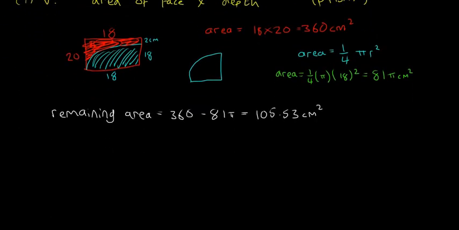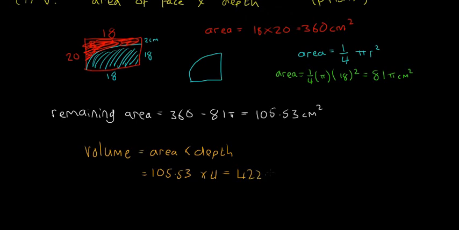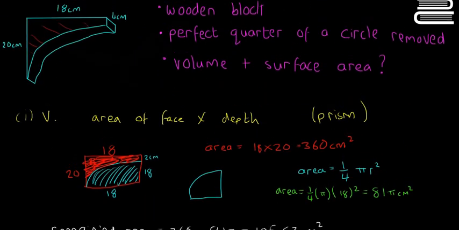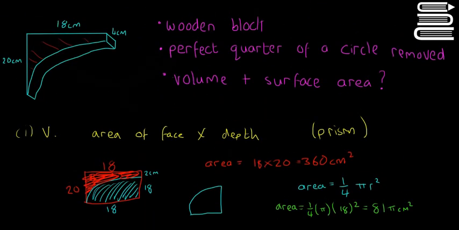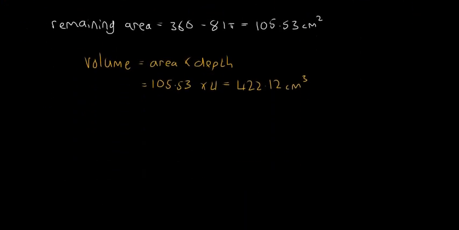So to find our final answer, the volume is equal to the area times the depth, and that's 105.53 multiplied by 4, which gives us 422.12 centimeters cubed. So that is the volume of that shape. That's the first part done, the volume done, and now we're going to look at SA, the surface area. I'm just going to put a little box around that.